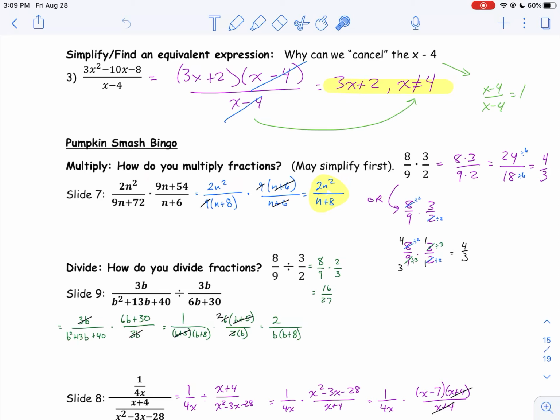Multiplying. We're going to actually start multiplying fractions. How do you multiply fractions? 2 ways. One is to multiply straight across, numerators, denominators. 8 times 3 is 24, 9 times 2 is 18. And now we can divide numerator and denominator by 6 to get 4/3.